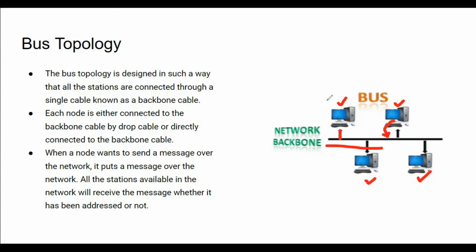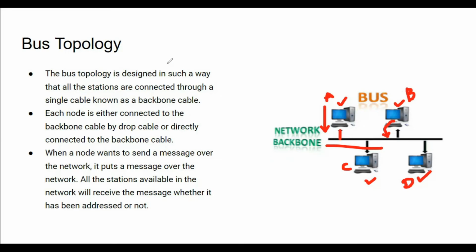For example, we have 4 nodes here. Let me take A, B, C, and D. Among these, A wants to convey certain information to D. Instead of sending it directly to D, A will pass that information through the backbone cable. The backbone cable will carry the information. During that carry, C can also view the message, and B can also view the message. That is unnecessary, and it will sometimes cause a problem.